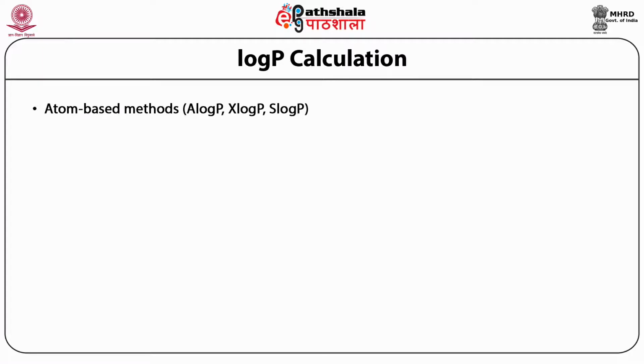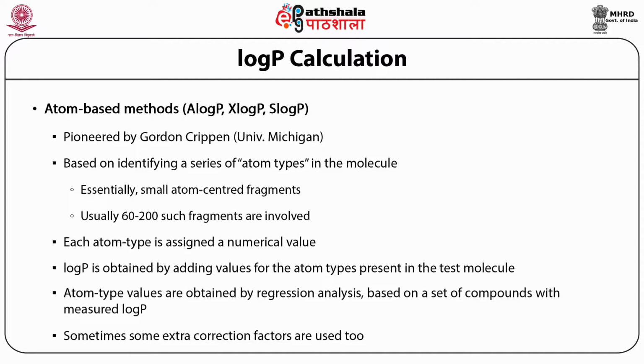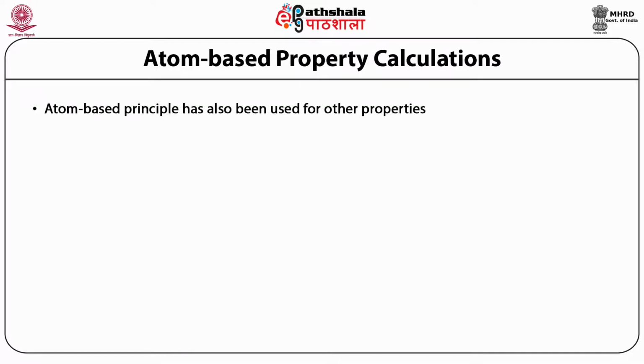There are several other methods of log P calculation that were developed afterwards, like Gordon-Crippen. Based on atom types, different kinds of values and different kinds of atom types have been used. All these values are available online nowadays for calculation of log P. This atom-based property not only calculates fairly well with log P, but is also useful for molar refractivity, which is a measurable quantity.